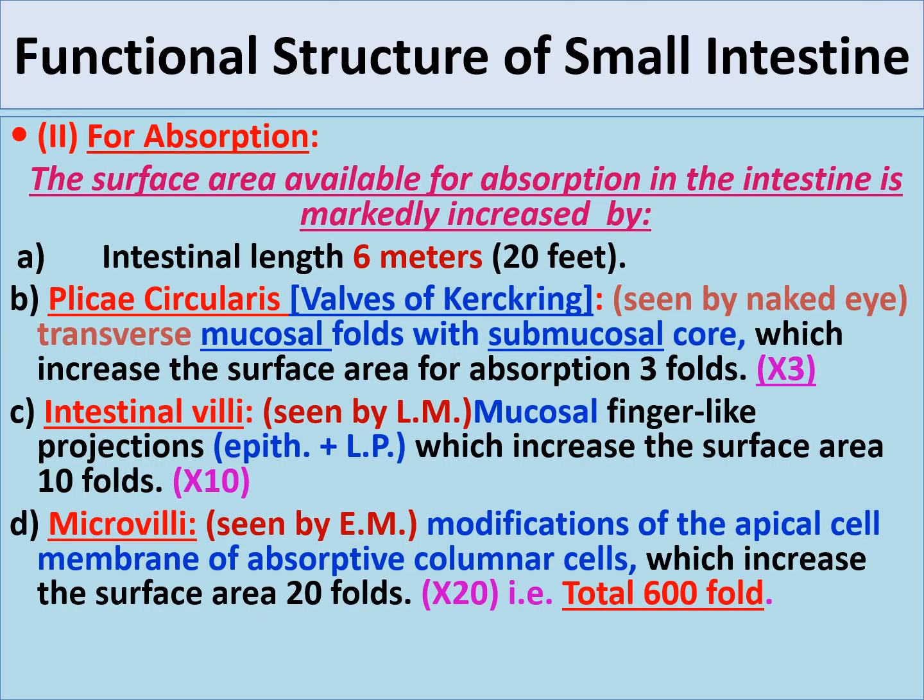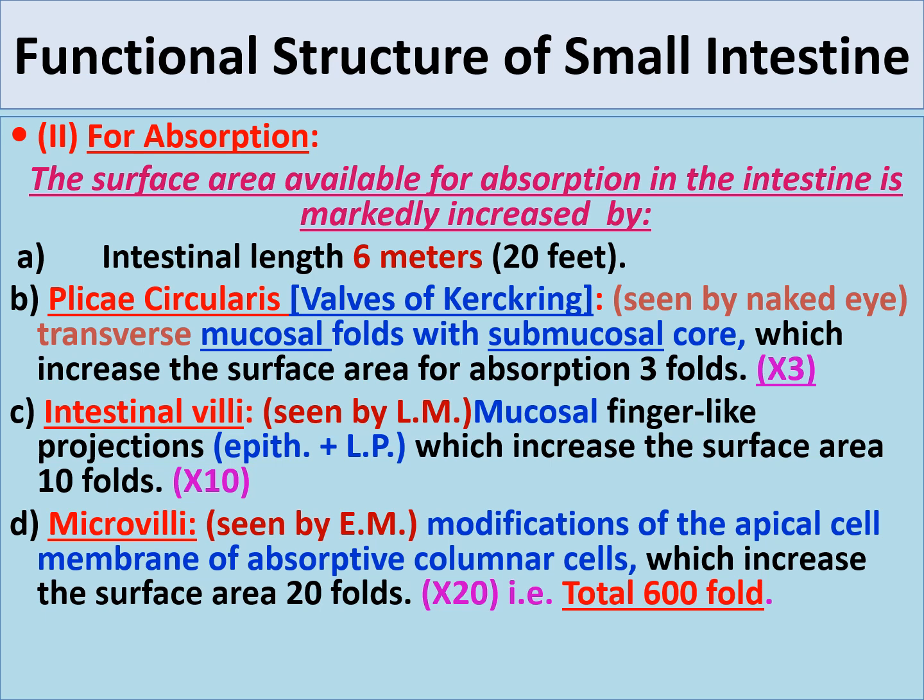What about absorption? For absorption, we have increased surface area. How? The length of the small intestine is about 6 meters. It is very long. Is that enough? No. We also have permanent folds of mucosa and submucosa called plicae circularis, which increase the surface of absorption 3 times.